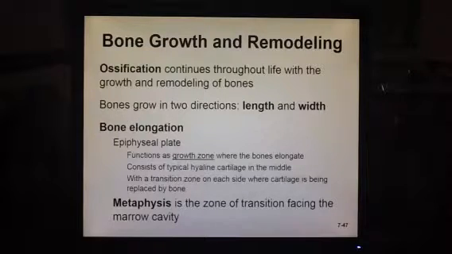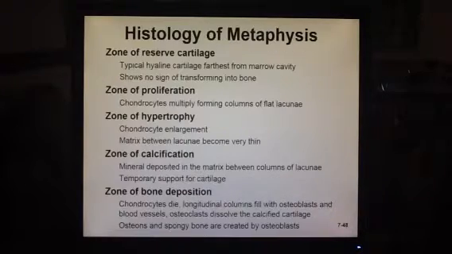So bone elongation, we've talked about this in the previous video, happens at the epiphyseal plate. That is specifically the growth zone. There's hyaline cartilage, and the hyaline cartilage is being replaced by bone. And then there's also the metaphysis, which is the zone of transition, and it is facing the marrow cavity. So in that area, that can be broken down into 5 zones.